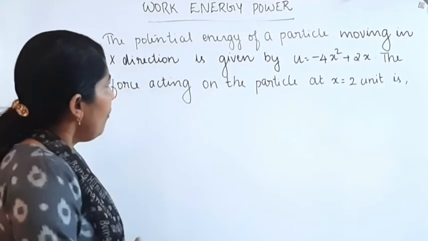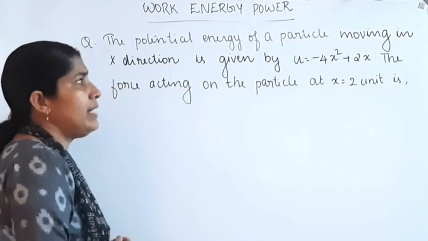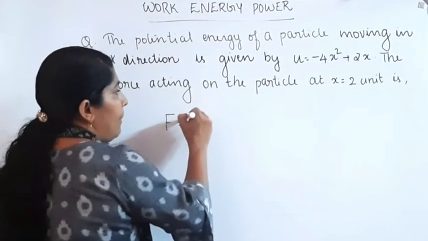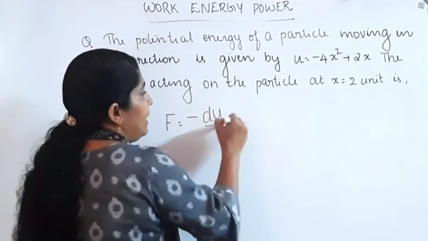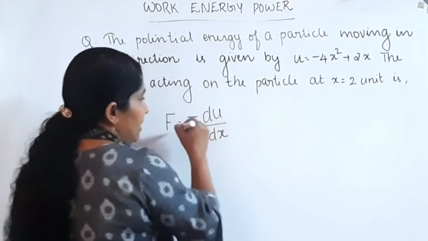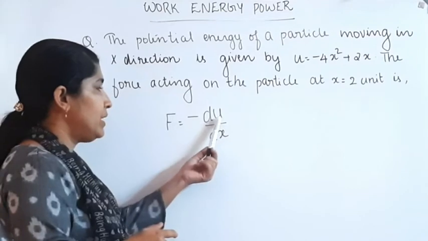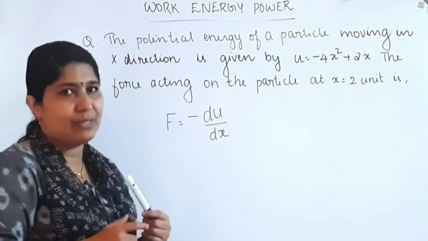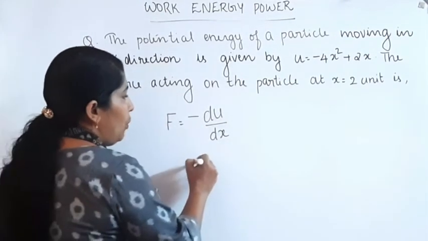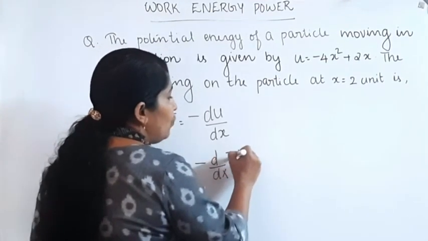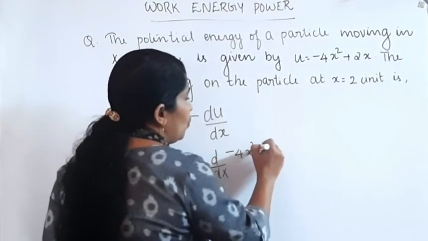What about the relation connecting potential energy and force? We know that F is equal to minus dU divided by dx. This is the relation connecting potential energy and force. U is the potential energy, F is the force. That's equal to minus d by dx of minus 4x square plus 2x.